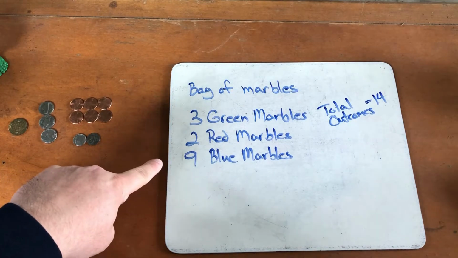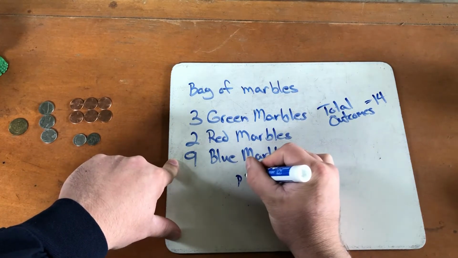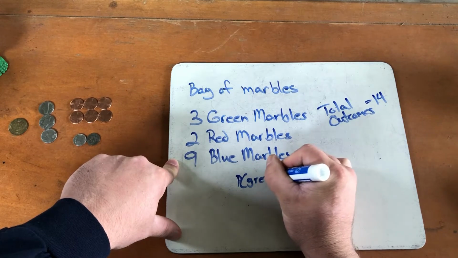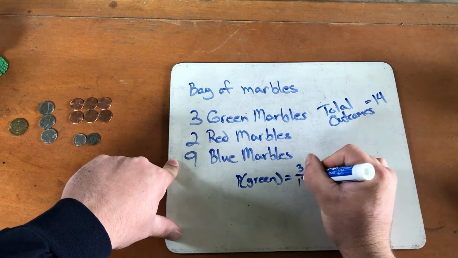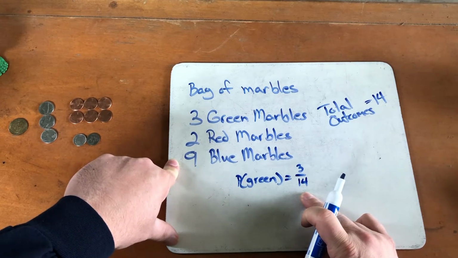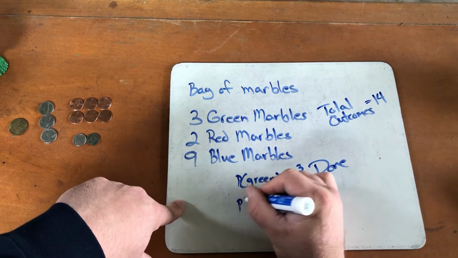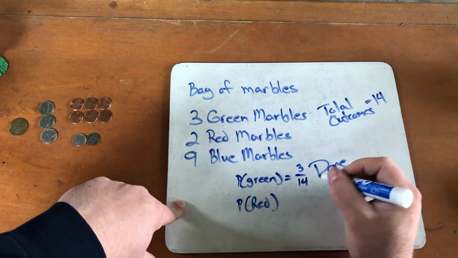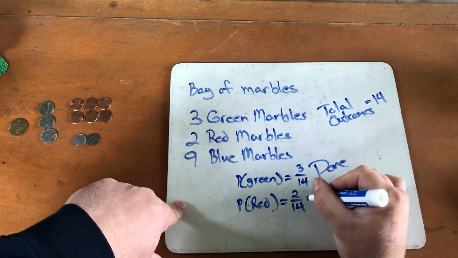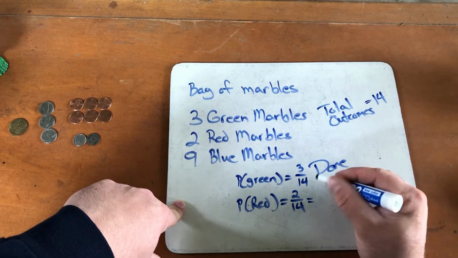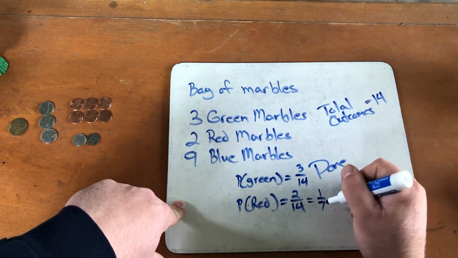So if I'm trying to find one of these probabilities, let's say we're first looking for the probability of a green one. All right, that would be 3, because there's 3 green marbles out of the 14 total. Does this simplify? It does not. We are finished. If I'm looking for the probability of a red marble, that would be 2 out of 14. Does that simplify? In this case, it does. The greatest common factor of 2 and 14 is 2, so that simplifies to 1 over 7. 2 divided by 2 is 1, 14 divided by 2 is 7.